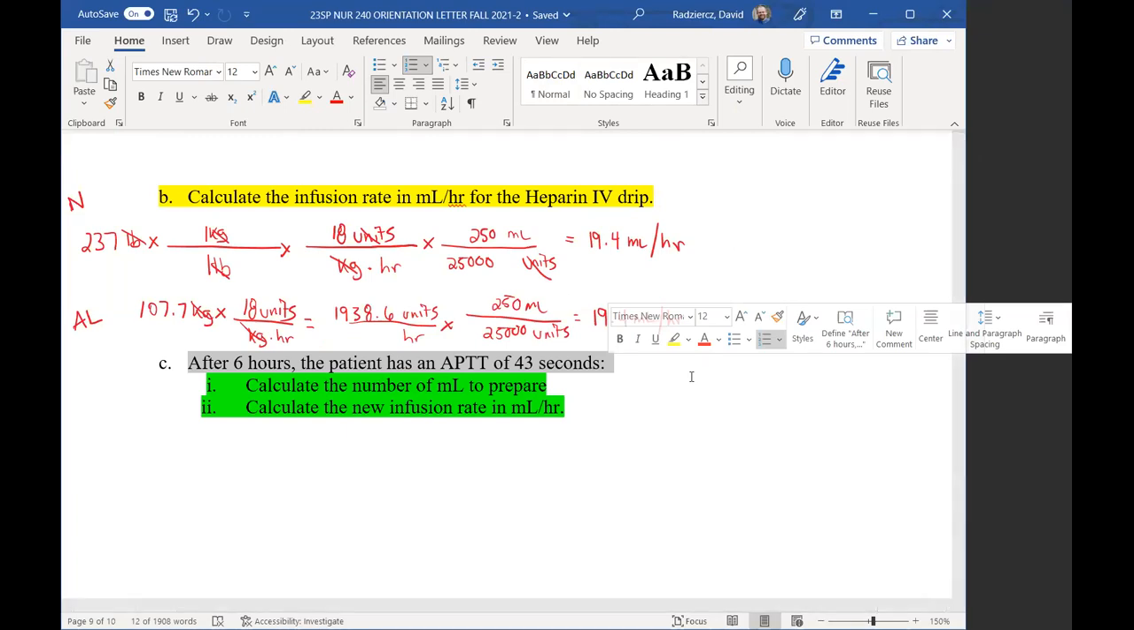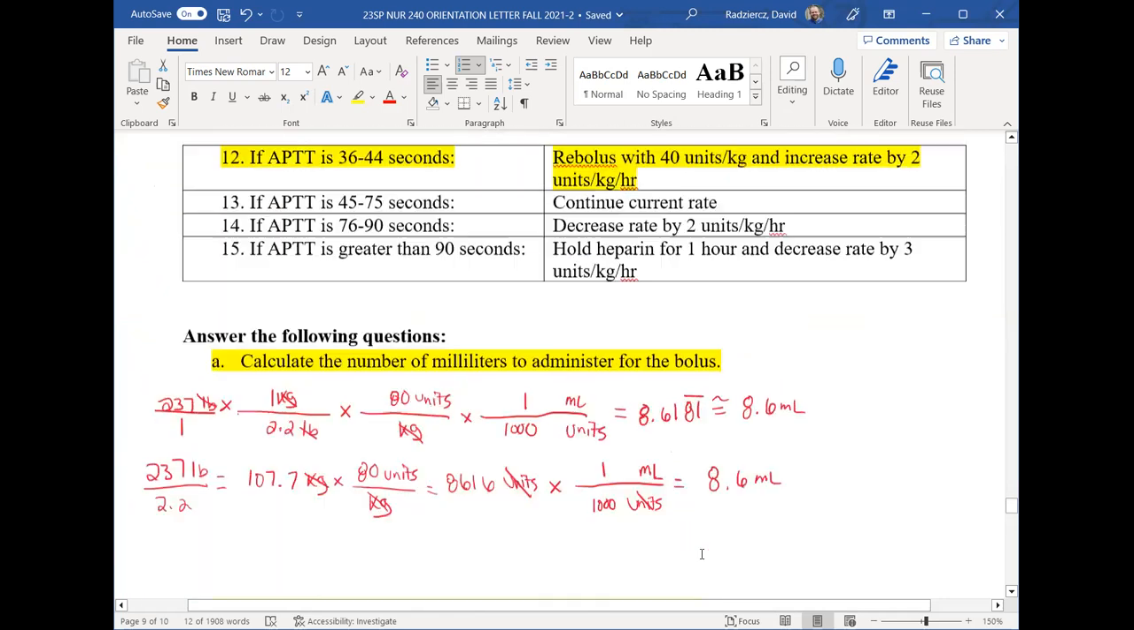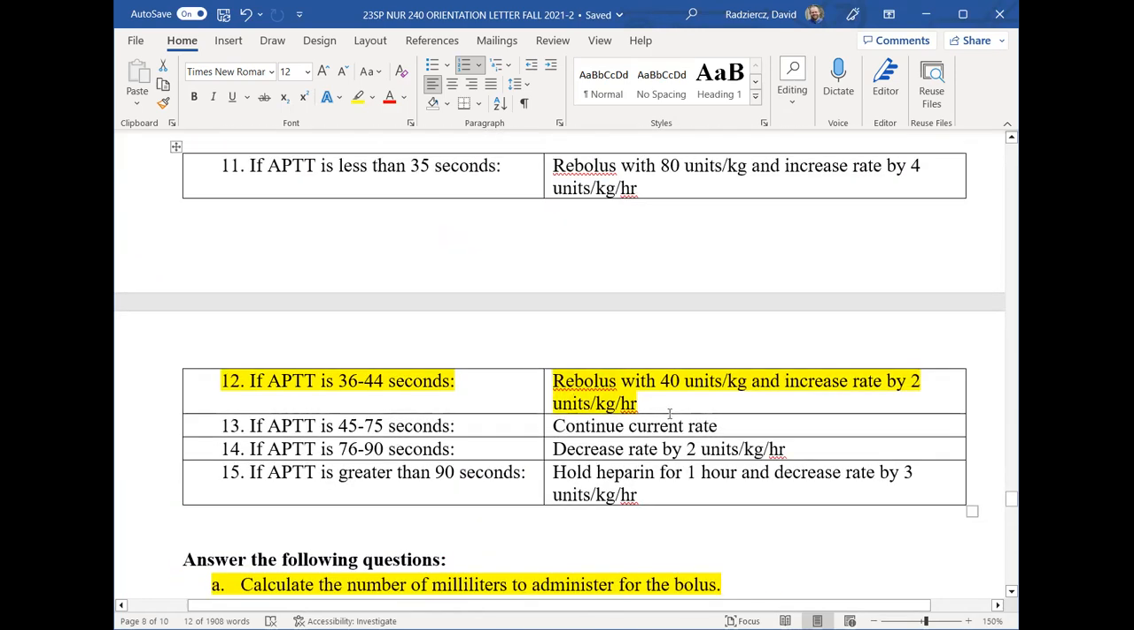The difference is with letter C here, what we're calculating for is after they've been monitored, we're retesting their clotting time. We want to know if we need to adjust it. Do we leave it alone? Do we take them off of the heparin? Do we increase the heparin? And so that's why we're looking at the APTT. Once we look at that, then we can go back to the protocol, and the protocol will tell us what to do.